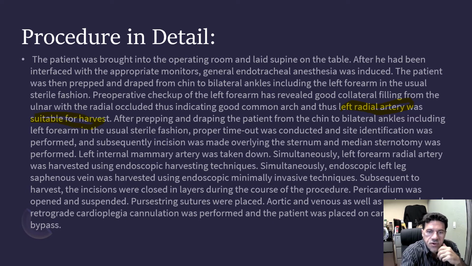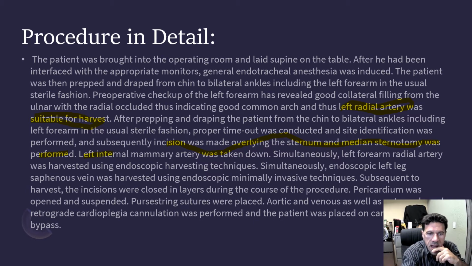Now, after prepping and draping the patient from the chin to bilateral ankles, including the left forearm, in the usual sterile fashion, proper time out was conducted and site identification was performed. And subsequently, an incision was made overlying the sternum. A median sternotomy was performed. We have an approach, right? This is a sternotomy. They're going to open the chest of the patient to get to the heart. So that's approach, open approach.